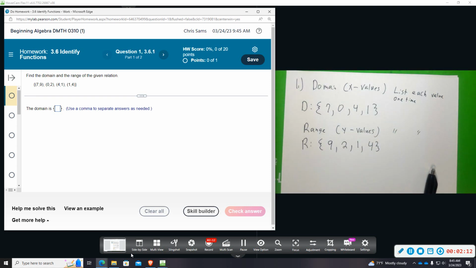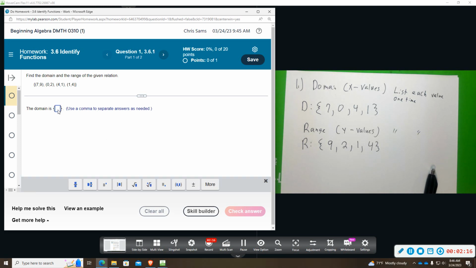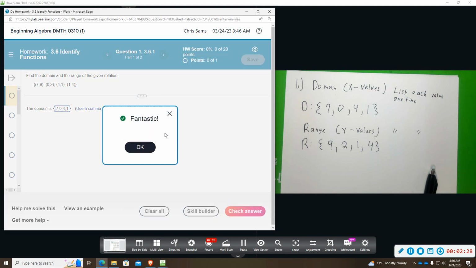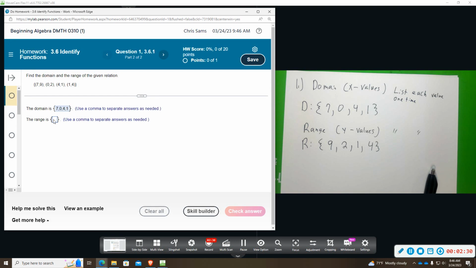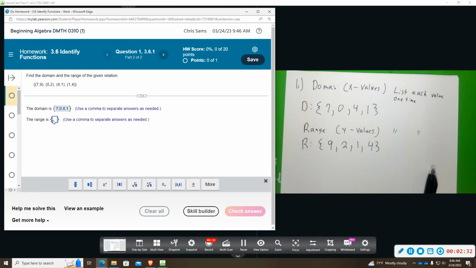Okay, so this is my domain and range. I just want you to tell the first coordinates and the second coordinates. So 7, 0, 4, 1. They already have the little curly bracket there, okay? And then the range, which we already have listed, 9, 2, 1, 4.